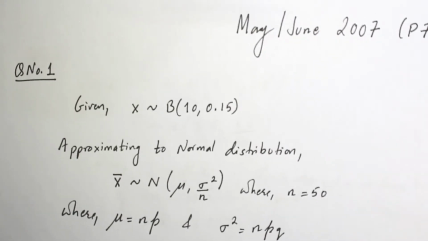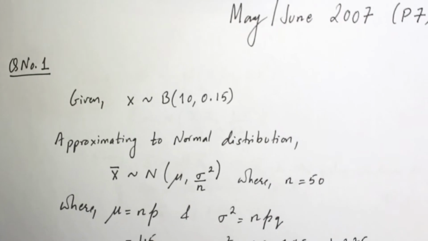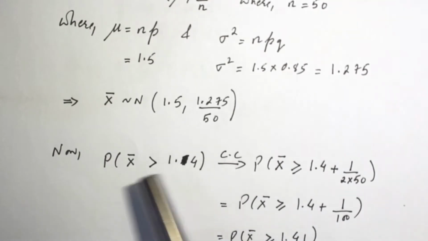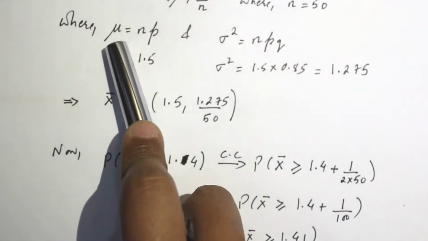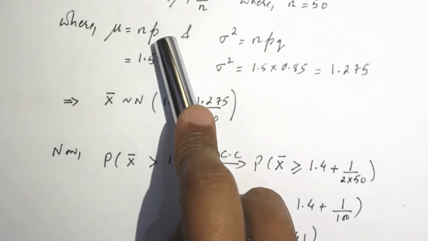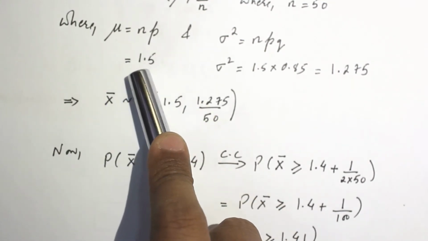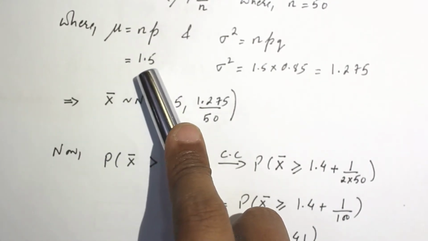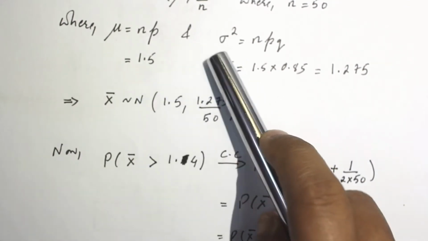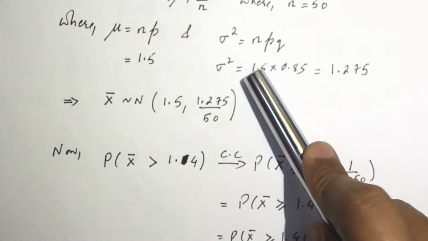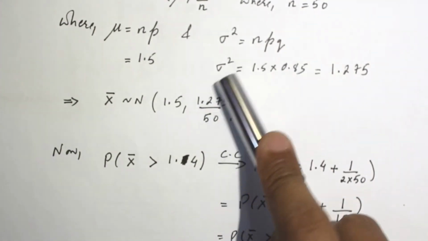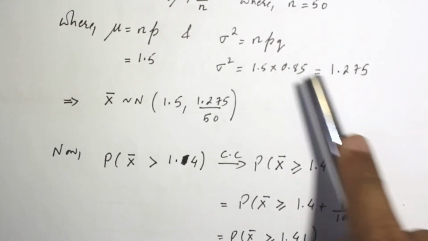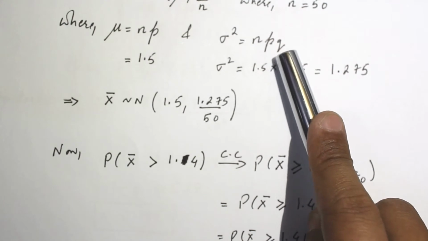So how do we find the mean if we are given a binomial distribution? So we know that if you have a binomial distribution, mean is given by np. So in this case, if you put the value of n as 10 and p as 0.15, you get the mean to be 1.5, right? Similarly, we know that for a binomial distribution, the sigma square is npq. So if you want to find sigma square, then you just put in the values to get 1.275. Here you should know that q is just 1 minus p.